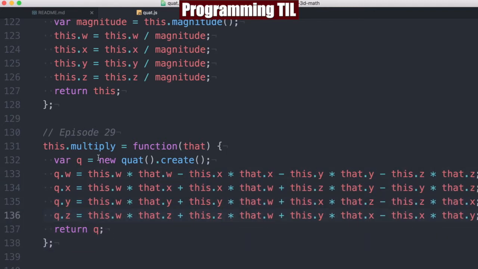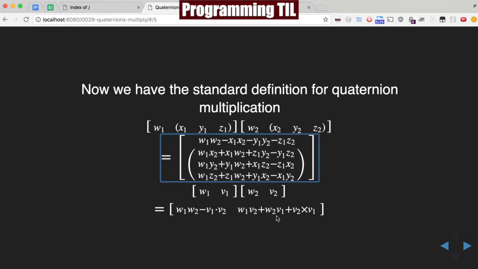With this, we'll be returning a new quaternion after the multiplied from this to that. So this is the equivalent to this formula down here. With the w minus the dot product of v and v2, and then this equation down here with w1 v2 plus w2 v1 plus the cross product of both of the vectors. So pretty simple. We can go ahead and look really quick here.